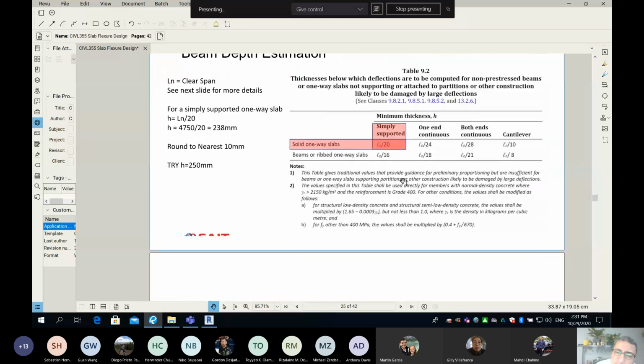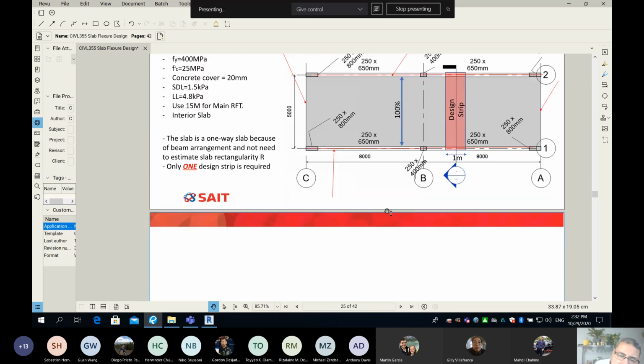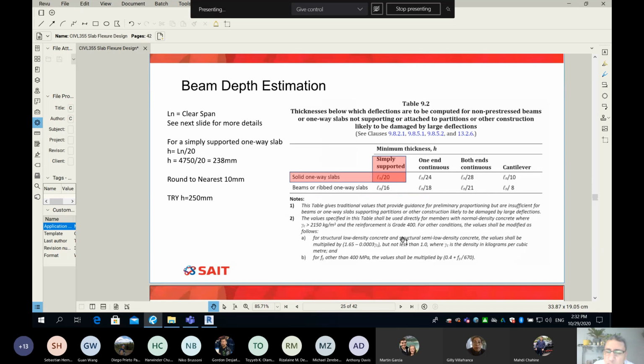You cannot proceed if H is not given. And I have to be clear: if I give you the slab thickness, then you must use it. Please ignore the following procedure if I give you the thickness. Do the following only and only if the thickness is not given to you. Are you following? So is this table new or old?